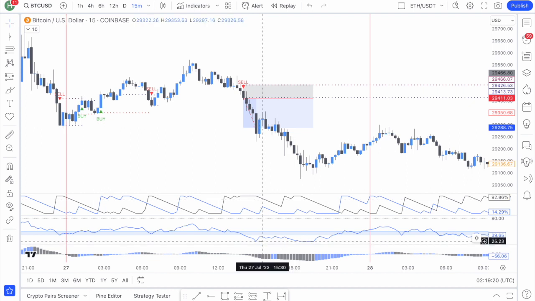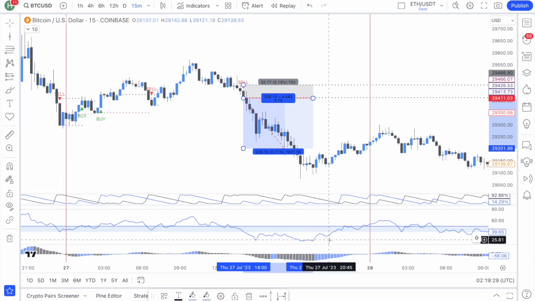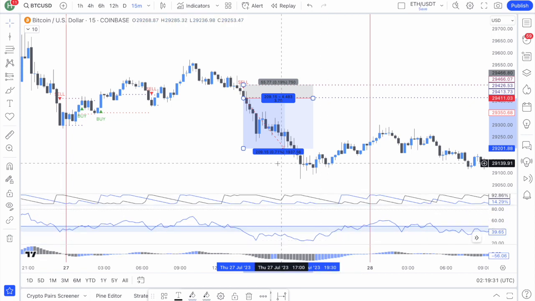Let's see, no divergence necessarily. Is there divergence? No divergence. Let's see. But I would have sold at the 20, below the 25 marker. That's my apex rule. So that would have been right here.